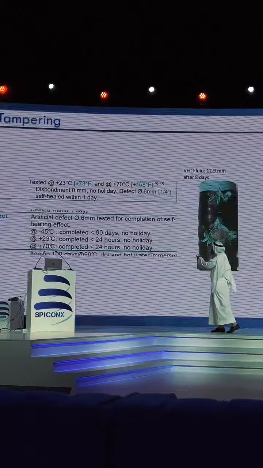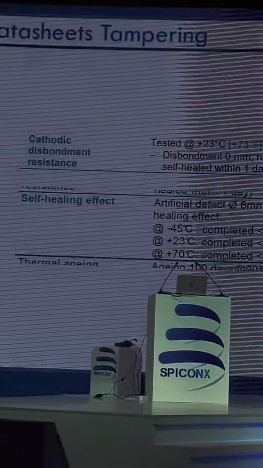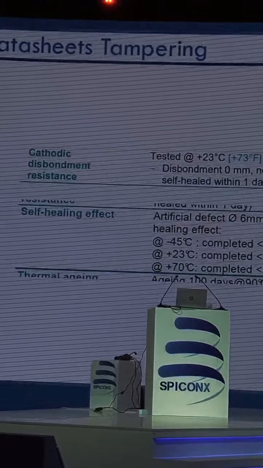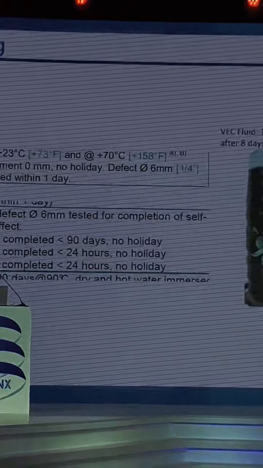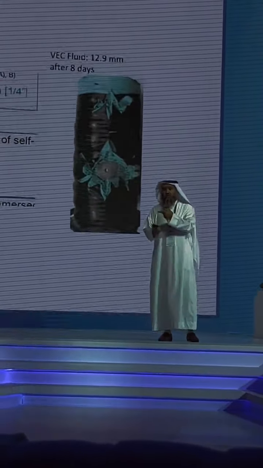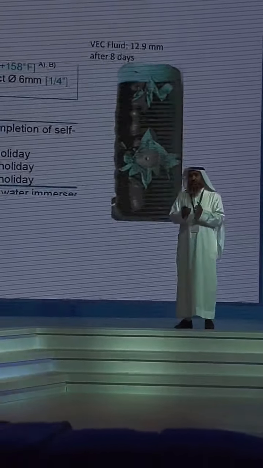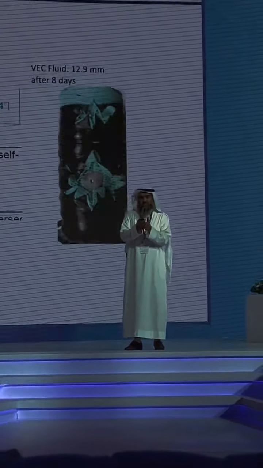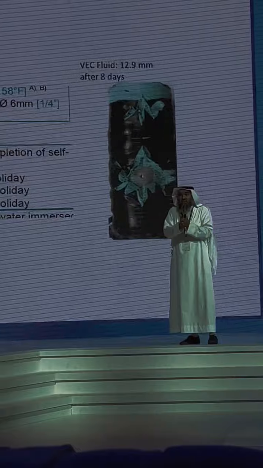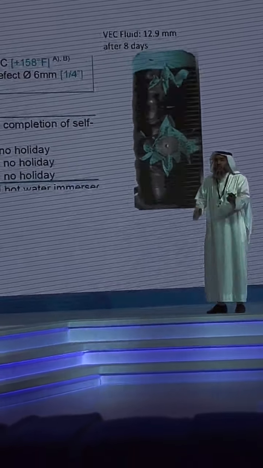Now to data sheet tempering. This here is cathodic disbondment resistance. I don't know whether you all know about cathodic disbondment, but if you put two materials together, stick them together, and run a current between them, you will get a repulsion. That repulsion depends on the two materials plus the adhesion strength between them. So you need a very strong material adhesion to overcome the cathodic disbondment.